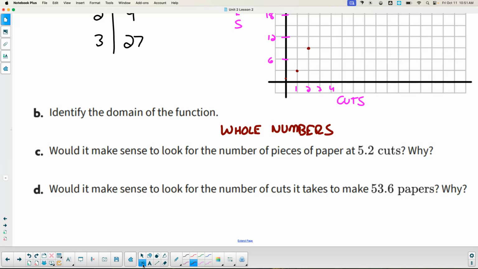Would it make sense to look for the number of pieces at 5.2 cuts? Nope. You either cut it or you don't. Would it make sense to look for the number of cuts it takes to make 53.6 papers? Again, nope, because it's got to be a multiple of 3. And it's got to be a whole number there because when we cut it, we don't cut it into a portion of the paper.